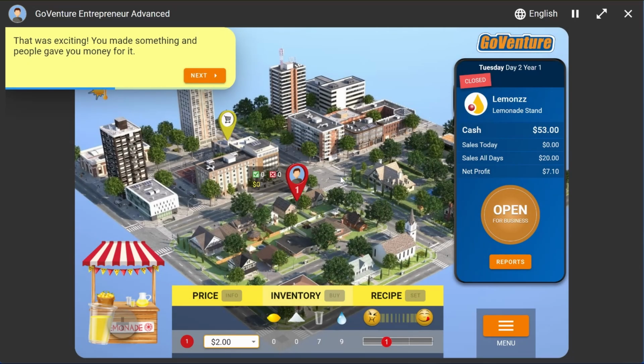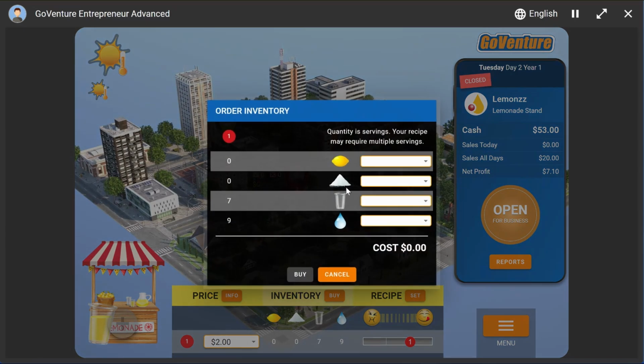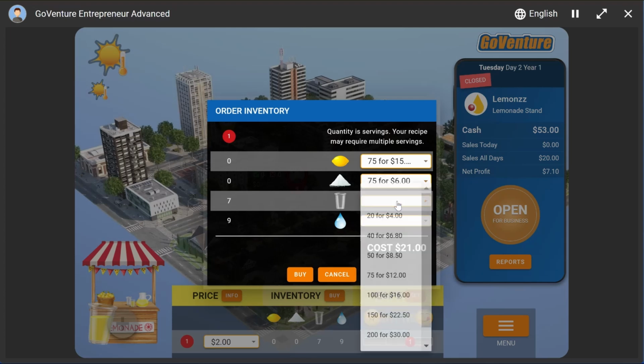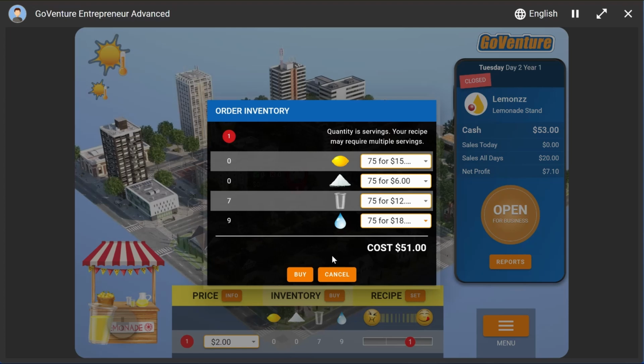All right, so we've played one full day of our lemonade stand business. Now let's go to the grocery store and buy some extra, much more than we bought last time, just to make sure I don't run out this time. So I bought 75 of each.